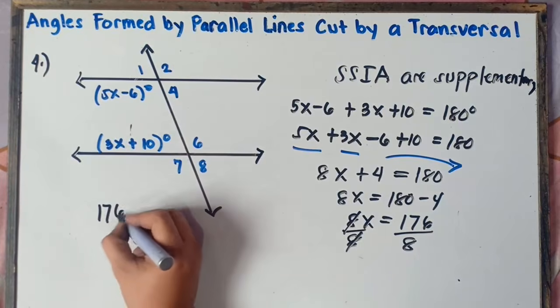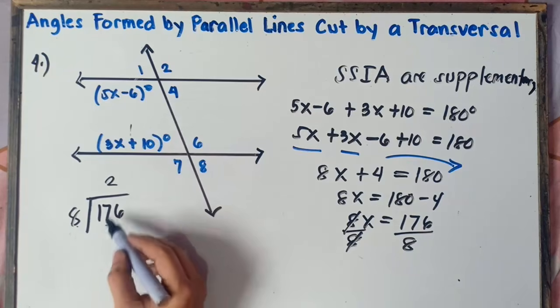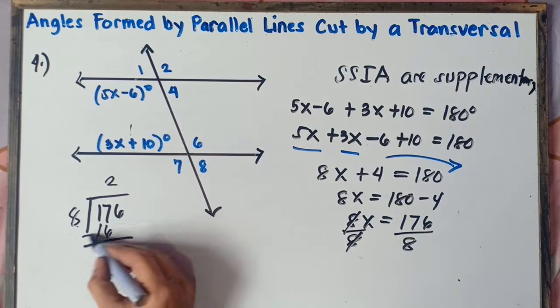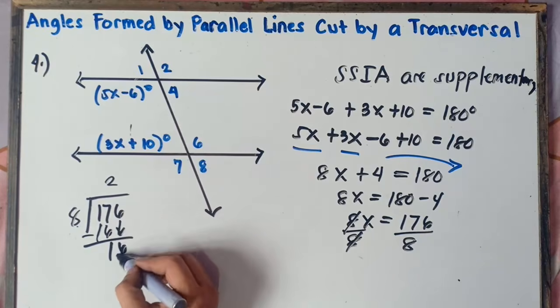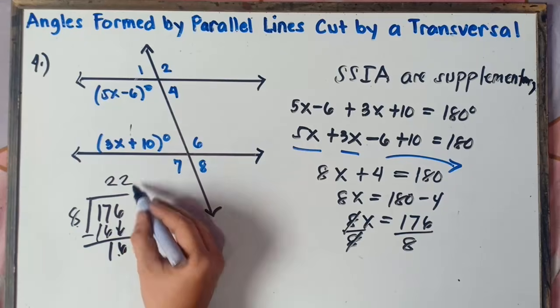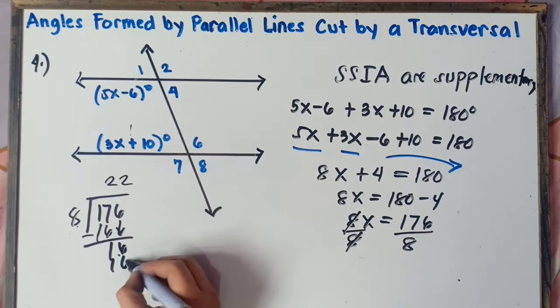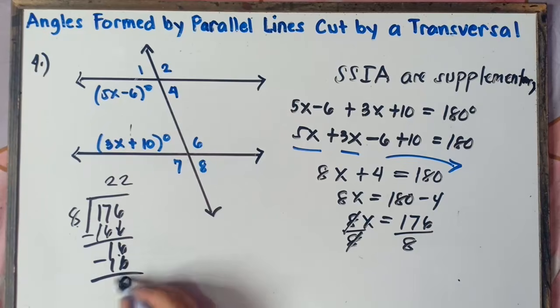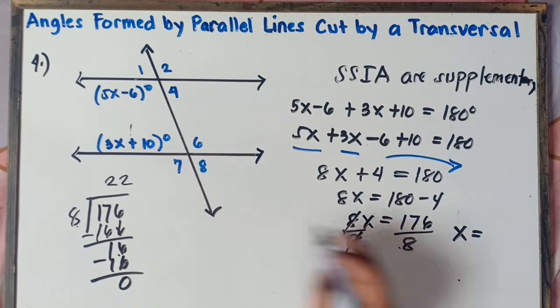So 176 divided by 8. 17 divided by 8 is 2. 2 times 8 is 16. Subtract 17 minus 16. That would be 1. Bring down 6. 16 divided by 8 is 2. And then 2 times 8, that would be 16. 16 minus 16, that would be equal to 0. So therefore, the x value, 176 divided by 8, the answer, class, is 22.